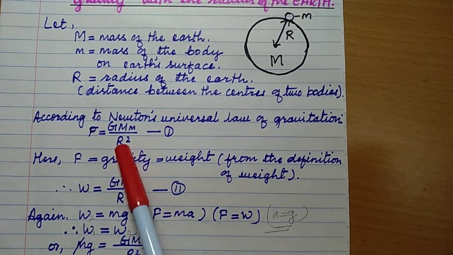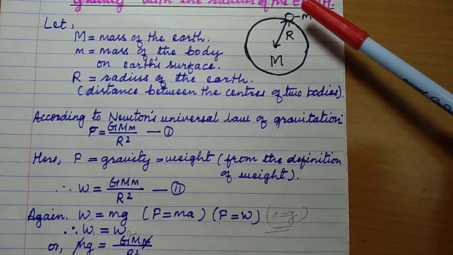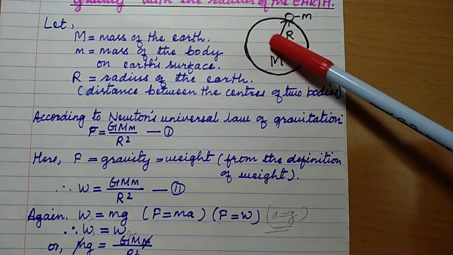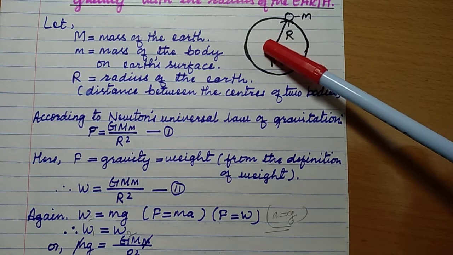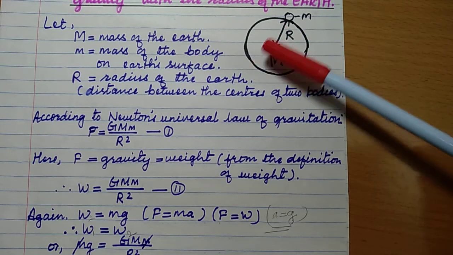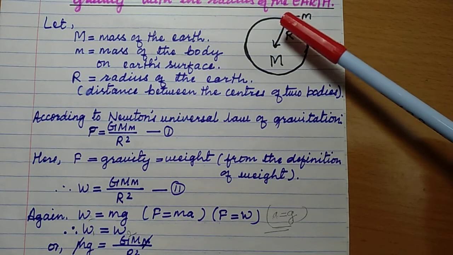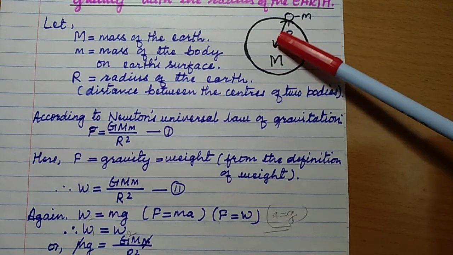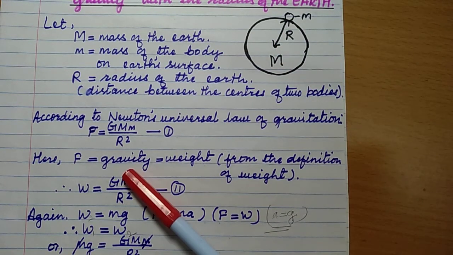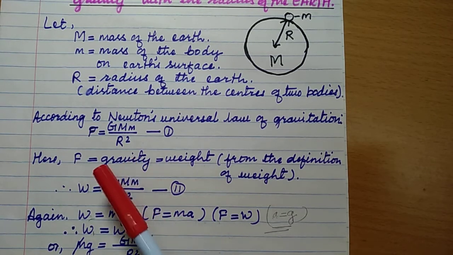Now from this formula what we understand is F is the same as gravity, because in the case of gravity, when one of the bodies is a planet or a satellite, a planet like earth, then the force between the two bodies, this small body with mass small m and the planet, can be called gravity. So gravity is a special case of gravitational force. So here it can be called gravity.